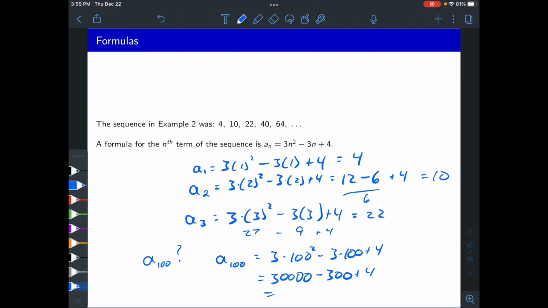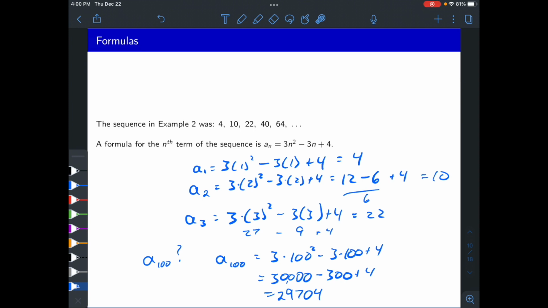So this is 30,000 minus 300. So that's 29,704. If I were to do that addition right, hopefully. That looks good to me.